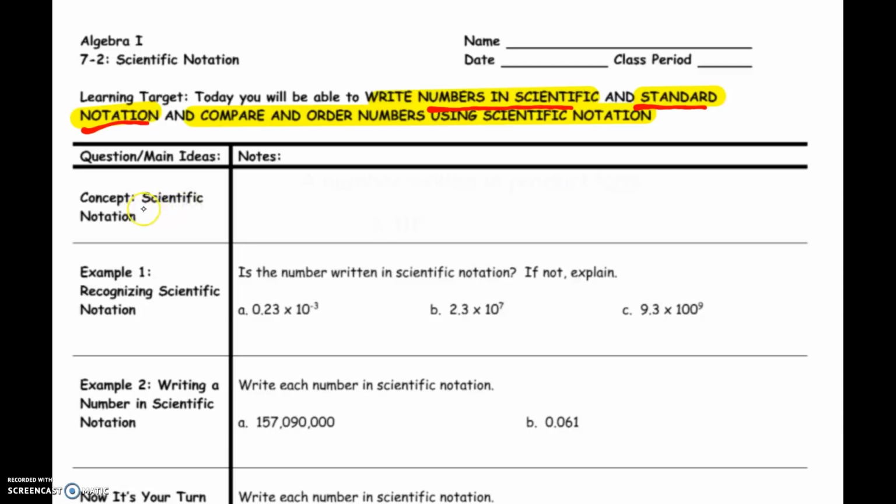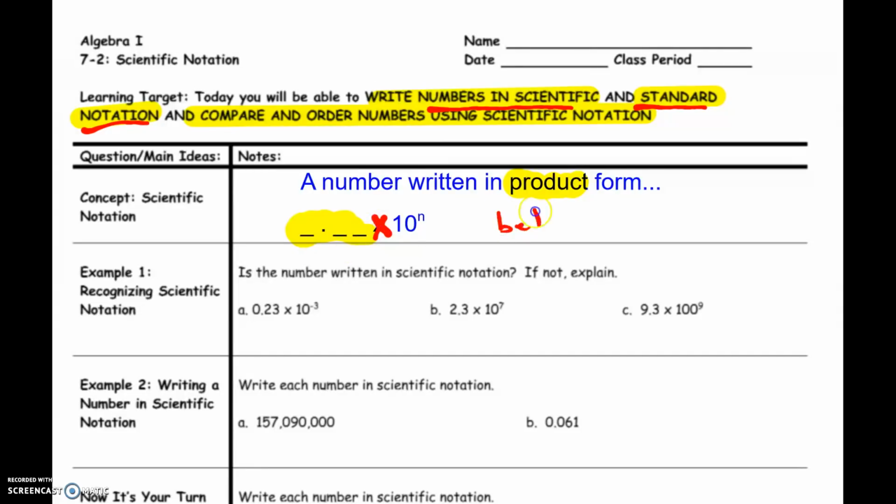So, scientific notation, as the name kind of implies, is a notation that was developed by scientists who wanted an easy way to record really big numbers or really small numbers without having to write out all of the digits. So, a definition that you can write down in your notes is that it's a number that's written in product form. Remember, product means multiplication. So the number will look like this: some number times some power of 10. And the number part is a number that's going to be between 1 and 10.